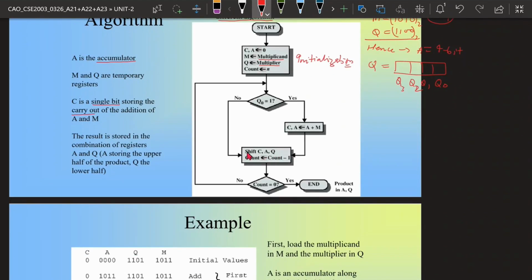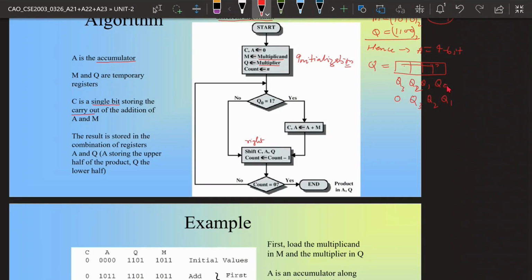In the next step, we should be shifting. Basically, it is a right shift of the C, A, and Q content. We shift C, A, Q right, and also decrease the value of count, that is the number of bits, by 1, and then we check whether the count is 0 or not. If the count is not 0, we go back here and check the Q bit, because we have shifted it to the right side. Once it is shifted, Q3, Q2, and Q1 move right.